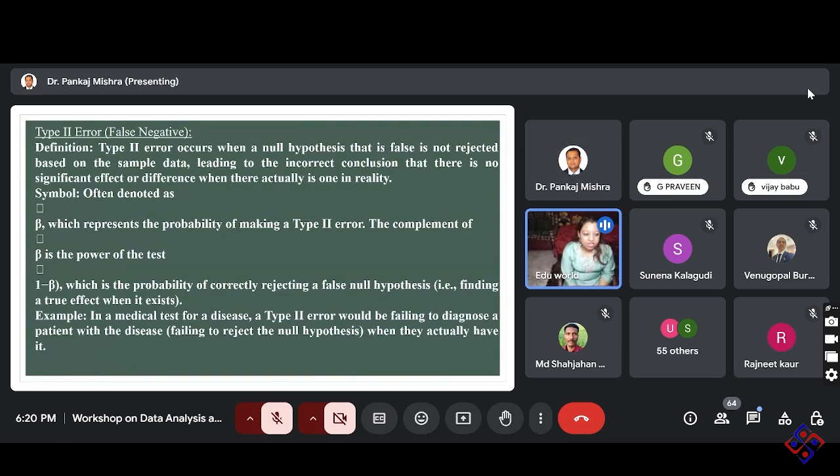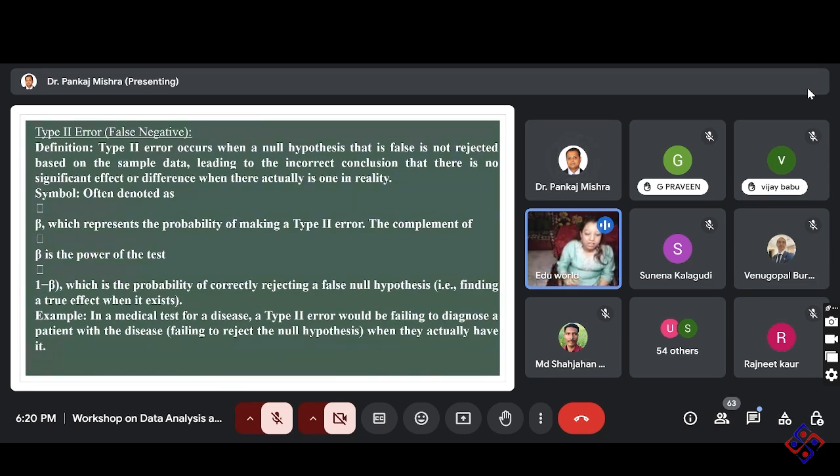Type 2 error is just the opposite. First see the example. In a medical test for a disease, a type 2 error would be failing to diagnose a patient with a disease when they actually have it. That means the null hypothesis is false but is not rejected based on the sample data, leading to an incorrect conclusion. So that is a type 2 error.